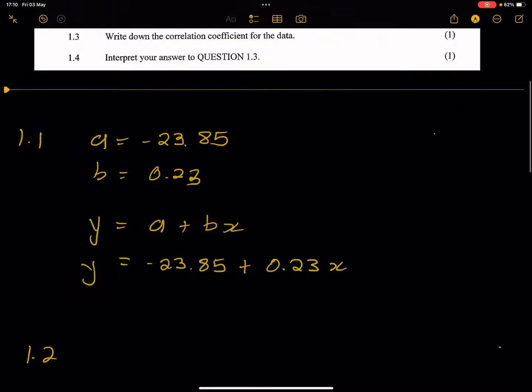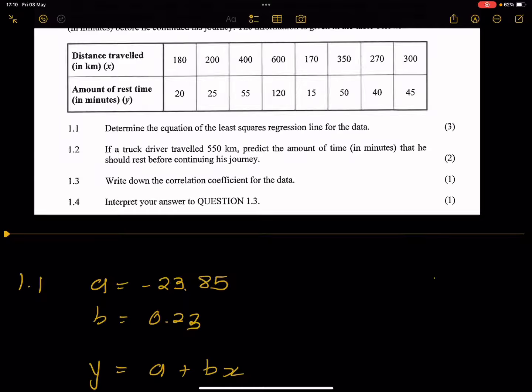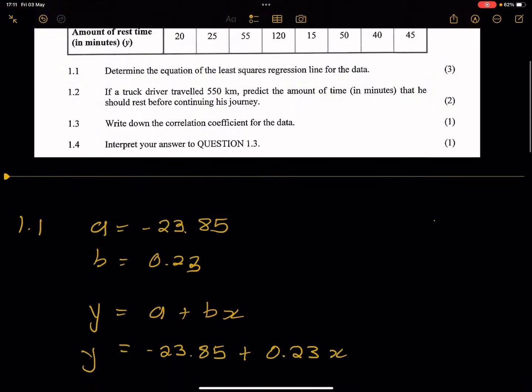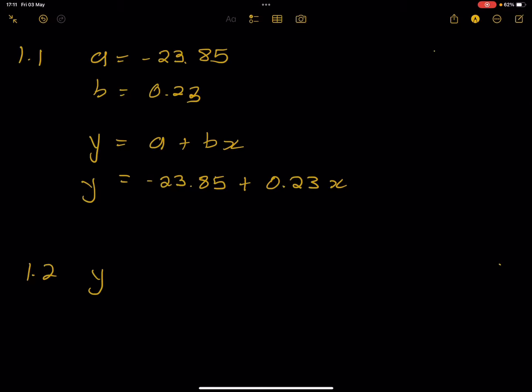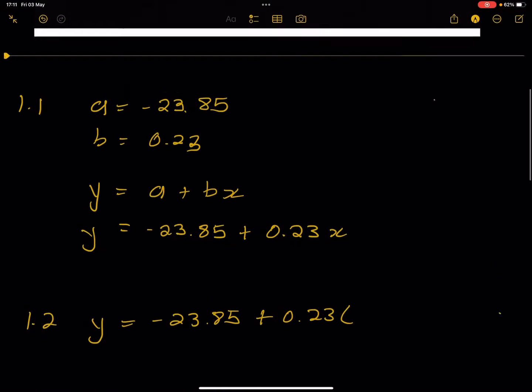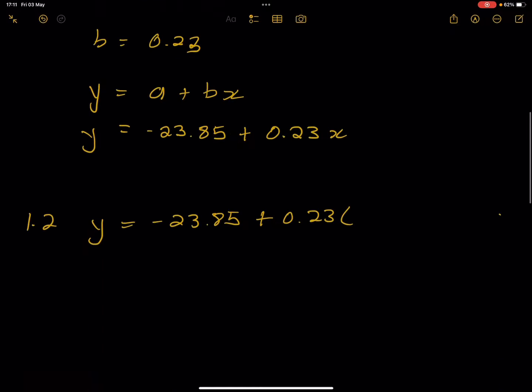So 1.2, they say if a truck driver travels 550 kilometers, predict the amount of time in minutes that he should rest before continuing his journey. In this case, what that simply means is that we're going to use our least square regression equation to predict. This is called interpolation, that is within the line. So that's minus 23.85 plus 0.23 into 550. So we're going to use 550 as our x value.